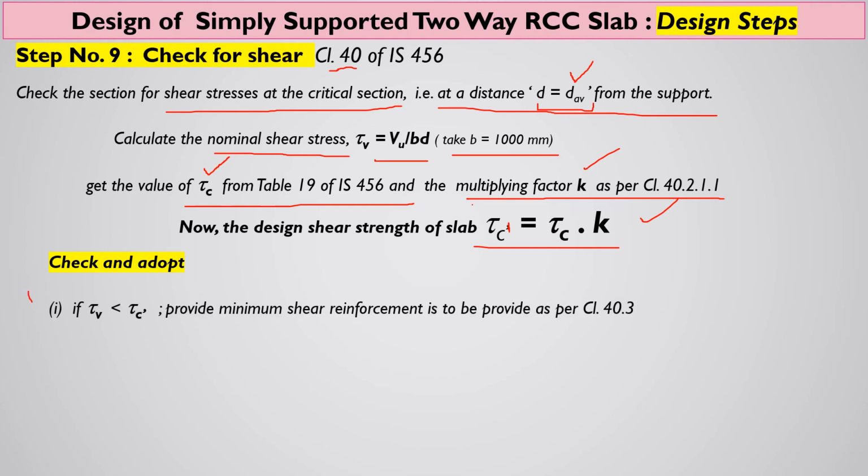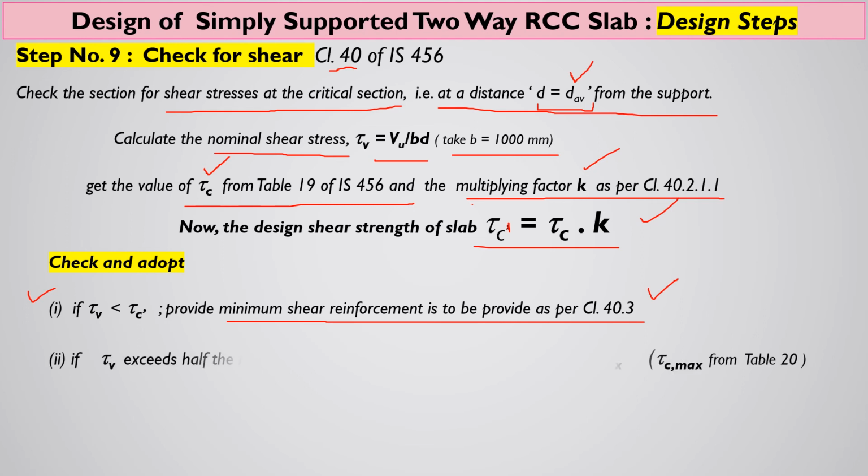And in the first case, if the value of tau c dash which we have calculated here is greater than tau v, that means we can say the section is self-sufficient to take care of shear stresses. Again, as per IS code provision, we have to provide minimum shear reinforcement as per clause number 40.3. But in this type of two-way slab, as in one-way slab, I have explained to you that we have to apply the check for shear, and in most of the cases you will find that the slab is always safe in shear, so you need not provide any shear reinforcement.